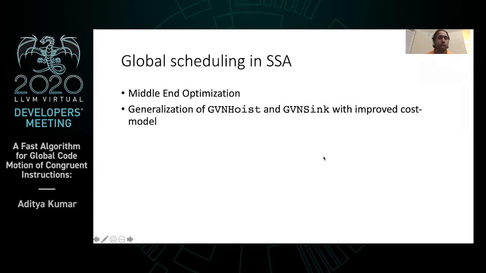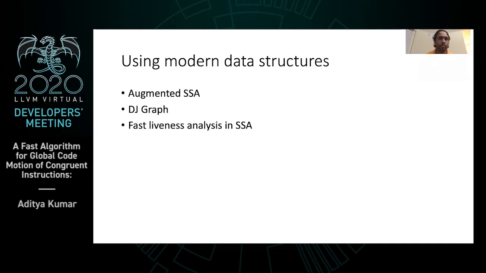This is a mid-level optimization. It is more like a generalization of GVN hoist and GVN sink, but with an improved cost model and some very interesting stuff. We're using modern data structures. We augment the SSA to help find the opportunities much faster, and it also uses the DJ graph, which helps with fast liveness analysis in SSA form.